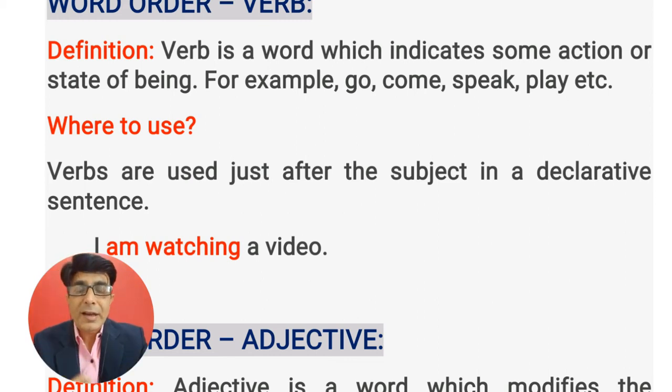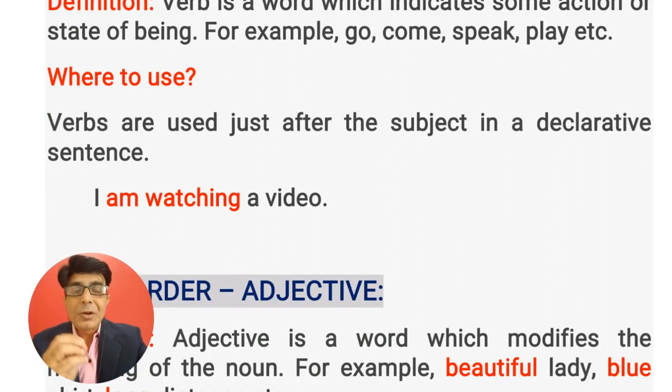So friends, we know that the verb is used after the subject, that means after the subject these verbs are used. I am watching a video, right? In this sentence, I is your subject and am watching is your verb. So verb is used after the subject.